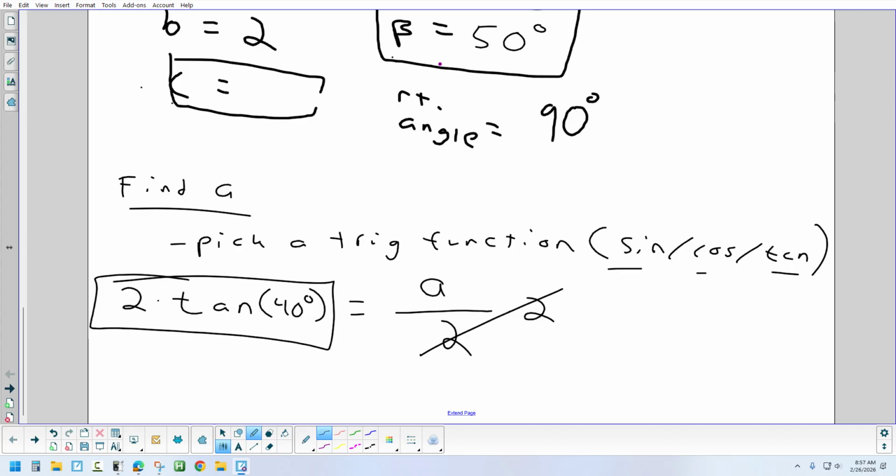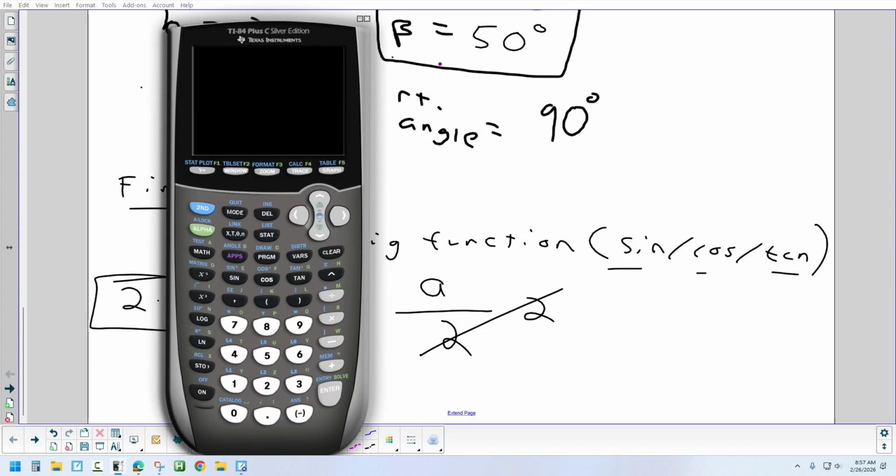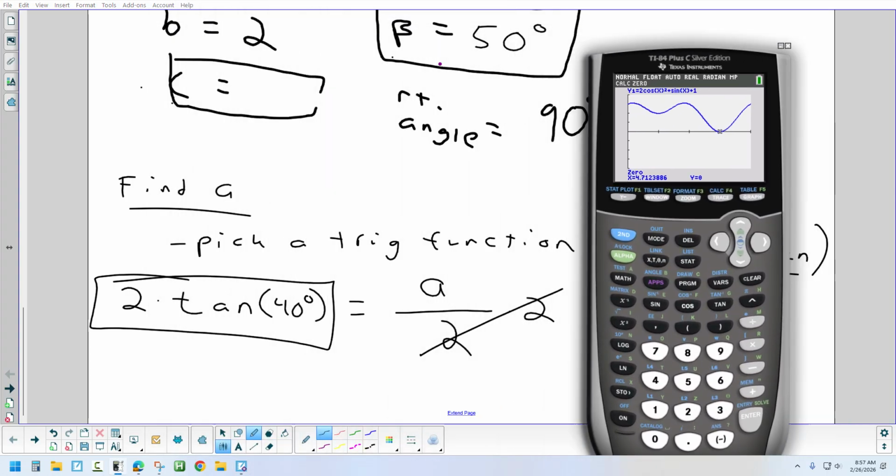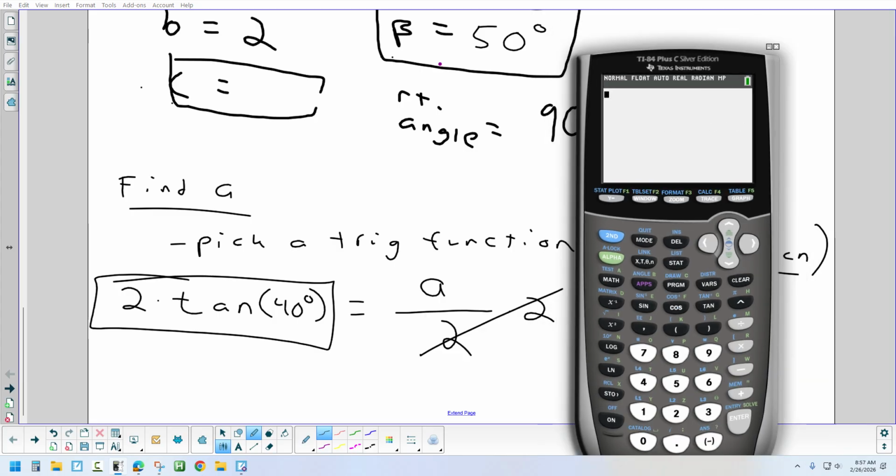Okay, all of these problems we're going to round to 3 decimal places. What's the first thing I should do on my calculator? Set it to degrees. My calculator is in radians. If I type in 2 tangent 40, it'll give me an answer. That answer doesn't make sense at all. How can you tell? It's negative, right? We're finding the length of a side. How can the length be negative? Something's wrong. So we change to degrees.